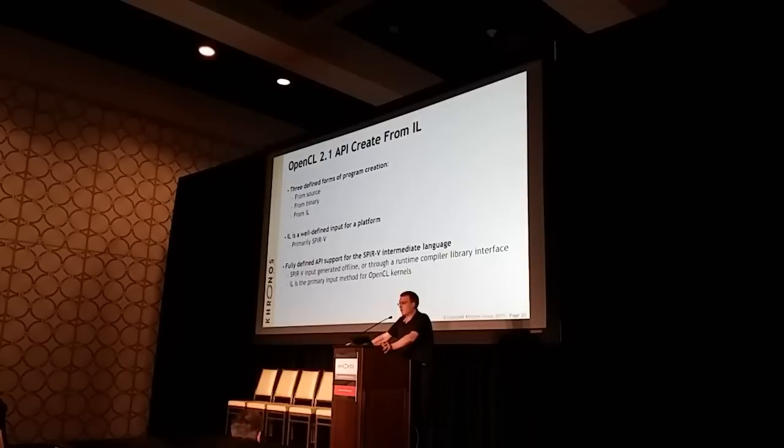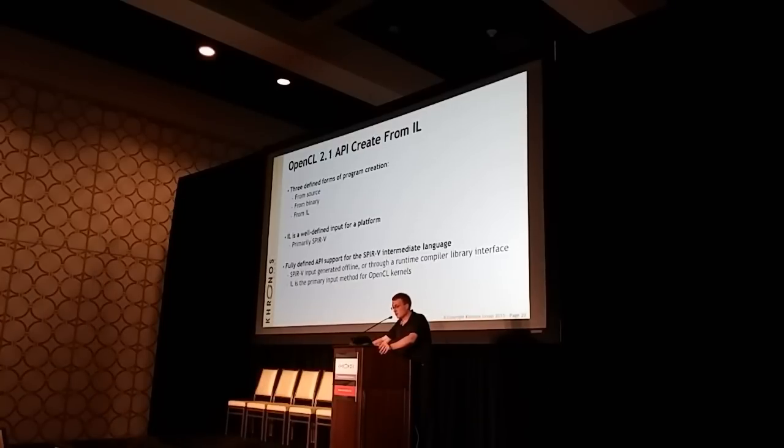So now we have three ways to create a program in OpenCL. We can create it from source, and this is kept mainly for backward compatibility. We're not requiring a C++ compiler built into the OpenCL runtime, but we're not changing the requirement for the OpenCL C compiler to be in there. So that gives support for older code on a new runtime in a guaranteed way.